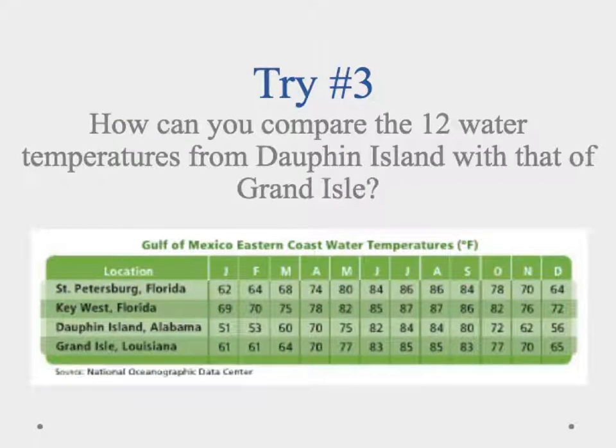So again, this time it says, how can you compare the temperatures of Dauphin Island and that of Grand Isle? Okay, so let's try that. So with Dauphin Island, I'm just going to use DI. We have, let's see, the min, Q1, Q2, Q3, and then the max.